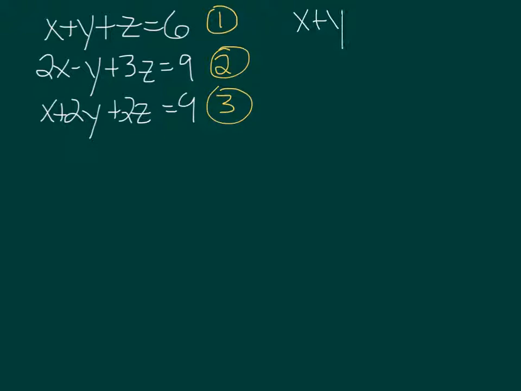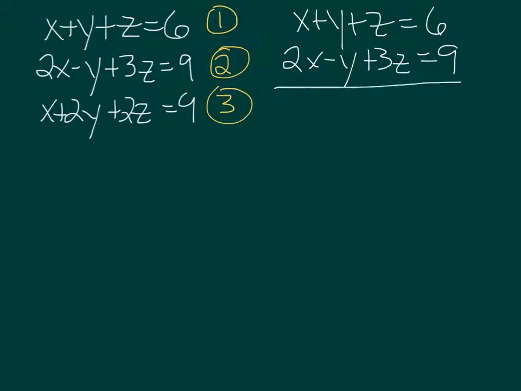x plus y plus z equals 6. 2x minus y plus 3z equals 9. And again, we have the y's as a positive 1 in the first one and a negative 1 in the second, so we're just going to add straight down. So you get 3x, the y's cancel, plus 4z equals 15. Okay, and I'm going to call this the fourth equation.